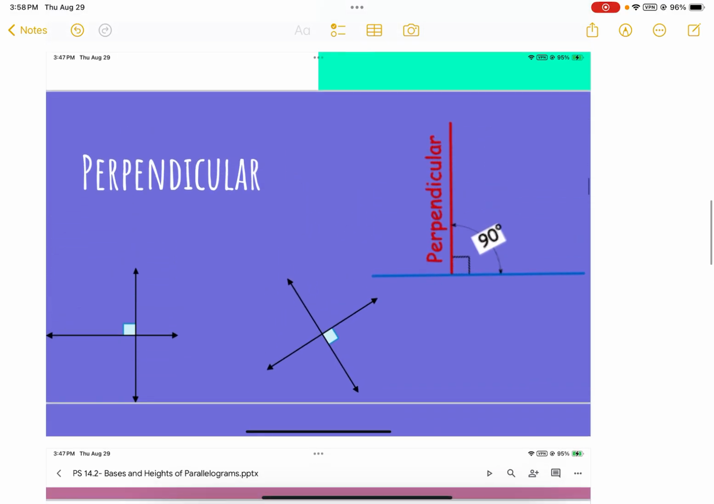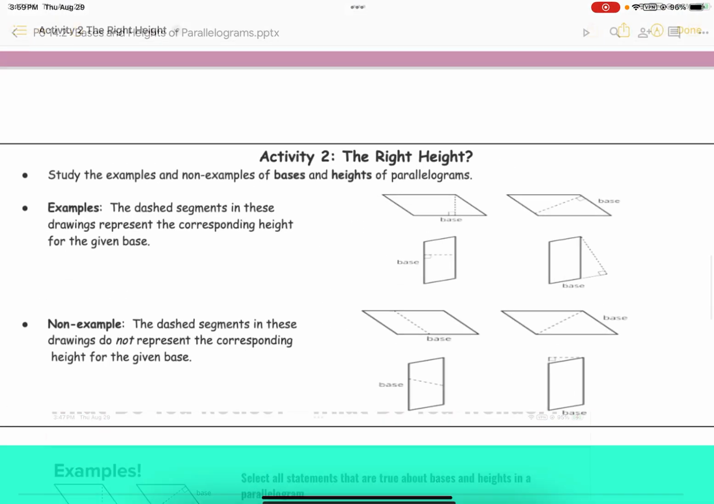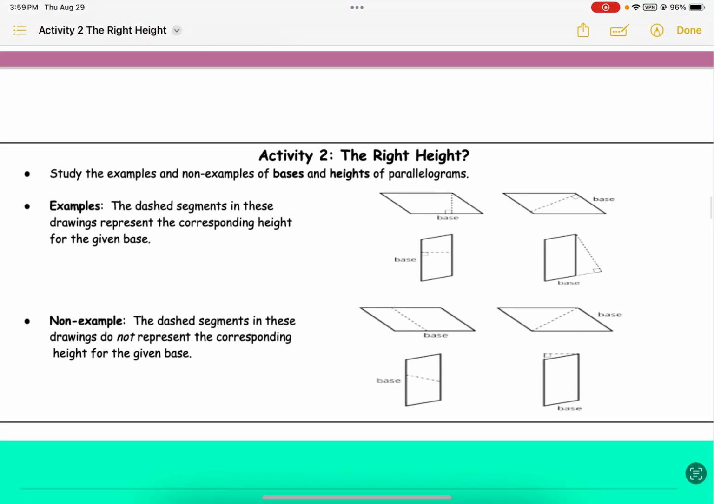So one thing with the base and the height of a parallelogram or of a rectangle or square, it needs to be perpendicular. So the base and the height needs to form a perpendicular angle, or make a 90-degree angle, in other words. So we need to make sure the base and height form a 90-degree angle. So we have some examples and non-examples of bases and heights of parallelograms.